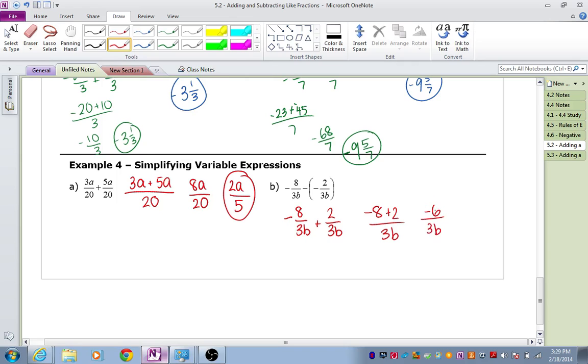And I need to simplify this. Okay, so if we take out a 2, sorry, not take out a 2, take out a 3. Negative 6 divided by 3 is negative 2. 3 divided by 3 is 1. So we get negative 2 over b. And that's our answer. Notice the b doesn't go anywhere. It stays on the bottom.